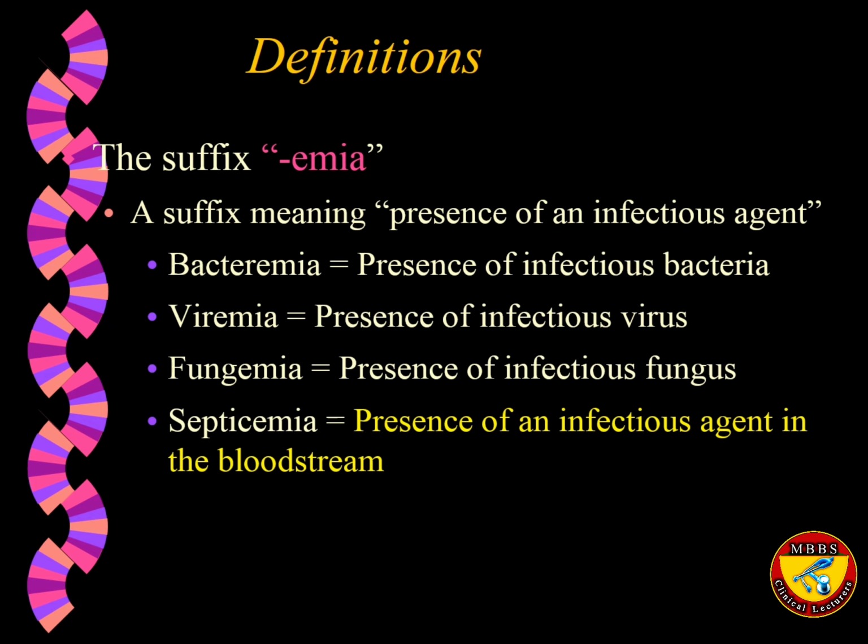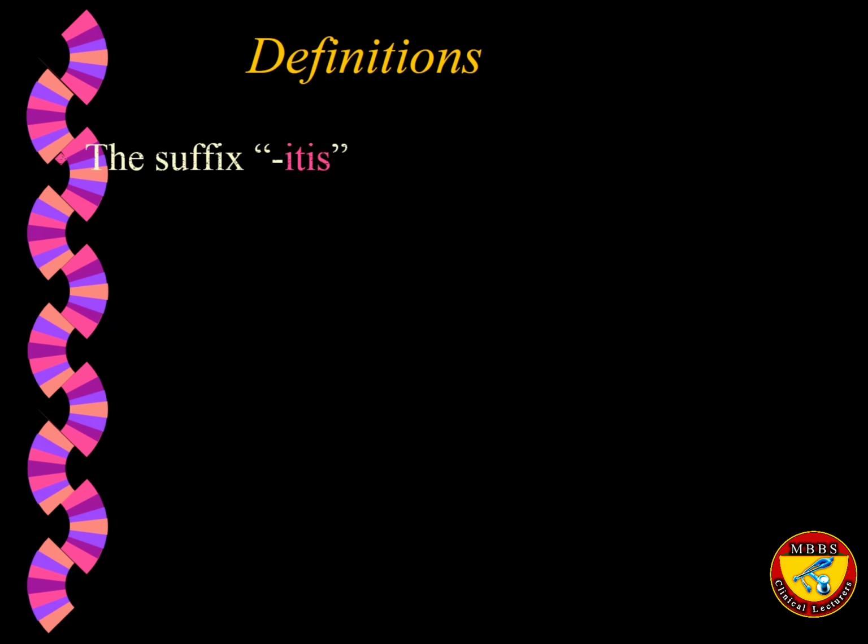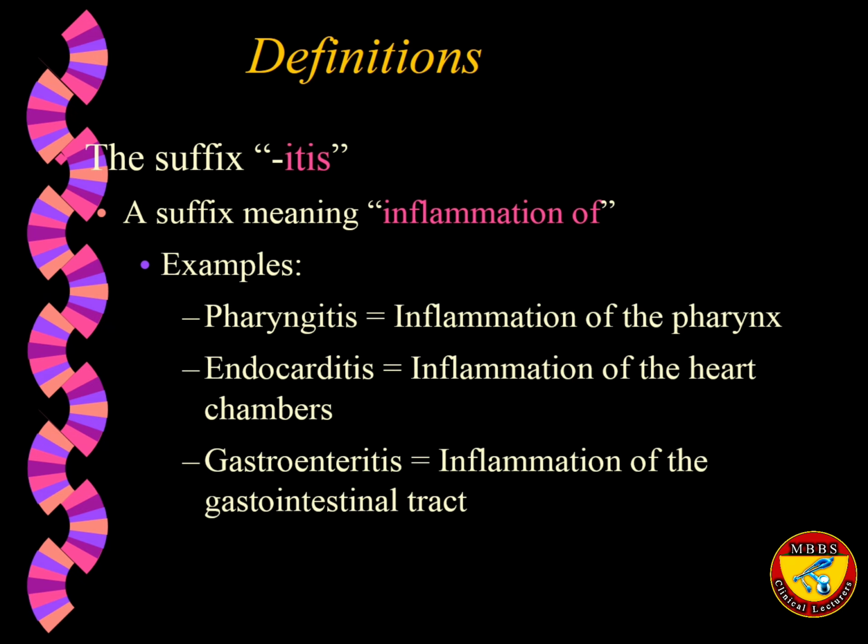So the suffix emia has different meanings, and the words bacteremia, viremia, fungemia, septicemia should be clear to you. Then there is a term called itis. You must have heard about it: appendicitis, cholecystitis. What does it mean? That means the inflammation of that particular part. For example, pharyngitis is inflammation of the pharynx, endocarditis is inflammation of the heart chambers, and gastroenteritis, like diarrhea, is the inflammation of the gastrointestinal tract. So the term itis should be clear to you.